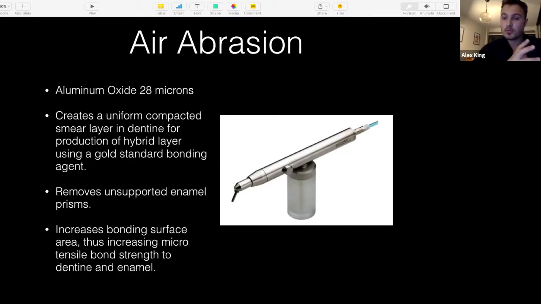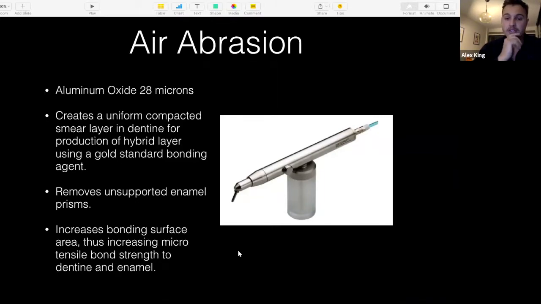And then what that allows you to do is, when you use your bonding agents, it allows maximum reinfiltration of your collagen fibers that collapse when you etch. So if you compact the smear layer, you can get a stronger hybrid layer. So you're increasing your bond strength to your dentine.